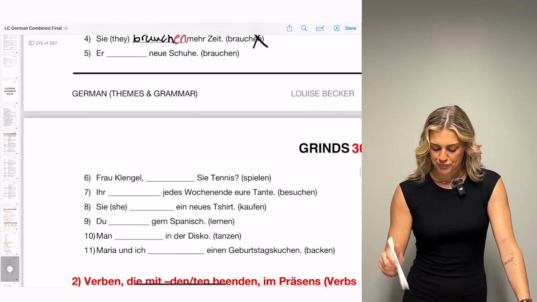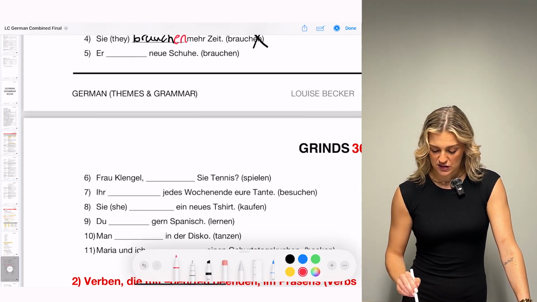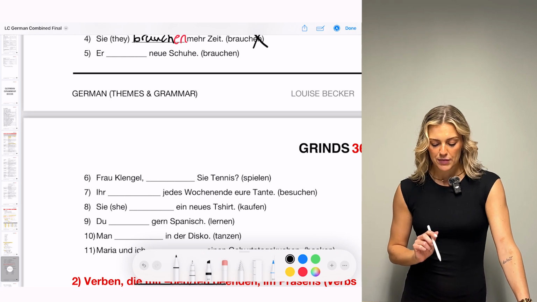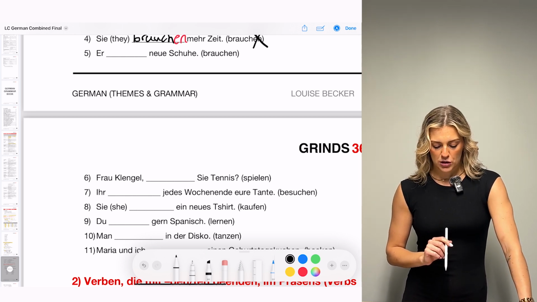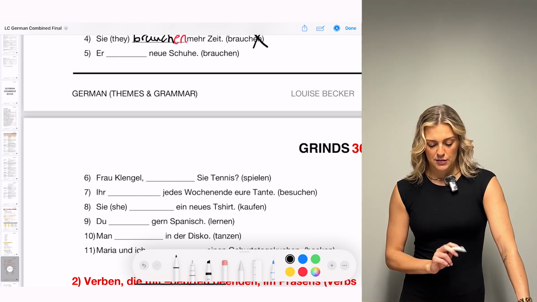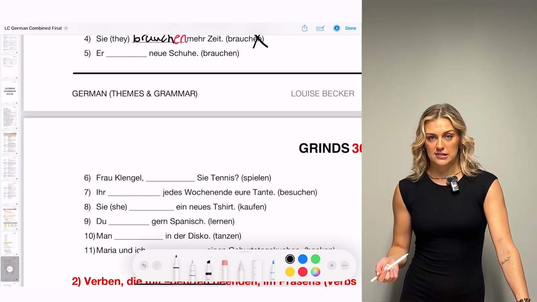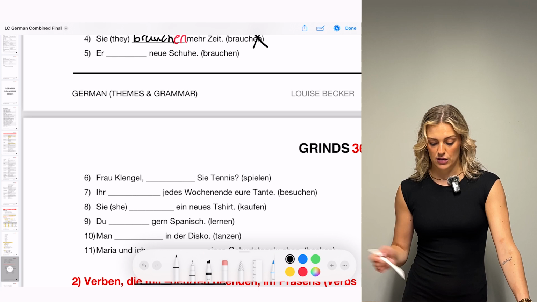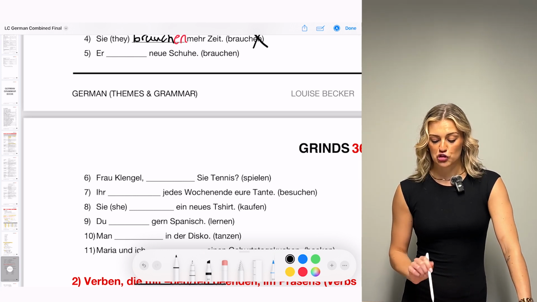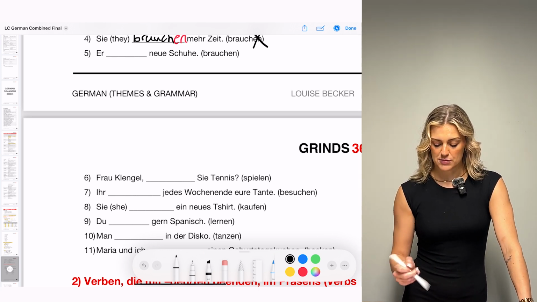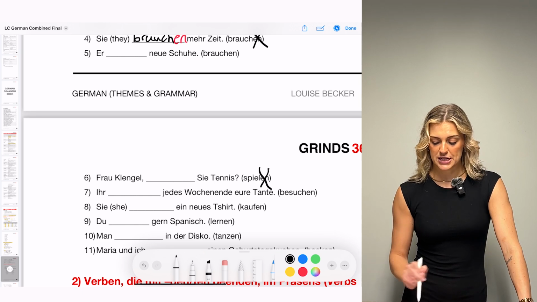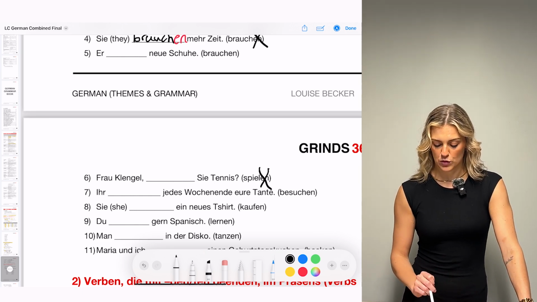We might do 2 more, because I think we should be getting the hang of it now at this stage, hopefully. I might do this one here, number 6. Frau Klengel, something sie Tennis. Okay. Frau Klengel, Mrs. Klengel, do you play tennis? All right. So my verb is spielen. Spielen is to play. So the first thing I do is I get rid of my en. I'm left with spiel.